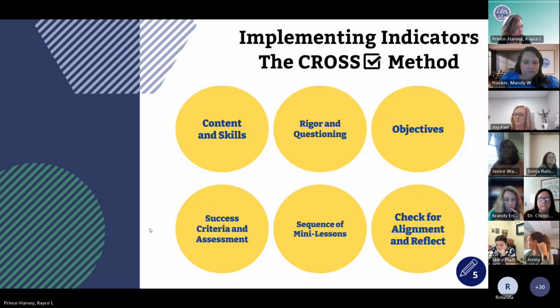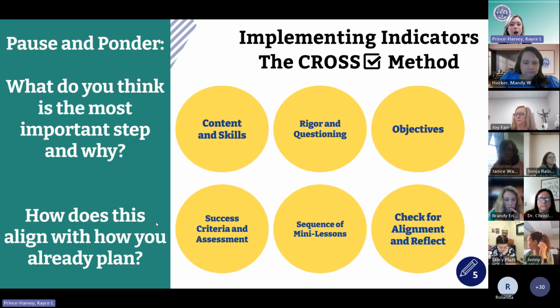And each of these is a step in the process of really diving into that indicator and then making that plan. So real quick, I want you to pause and ponder. What do you think is the most important step in this process and why? And how does this align with how you already plan? Are there connections that you can make to what you already do? So take a moment again to drop in the chat what you think might be the most important step for you personally in this process, or how you can align this with what you already do.